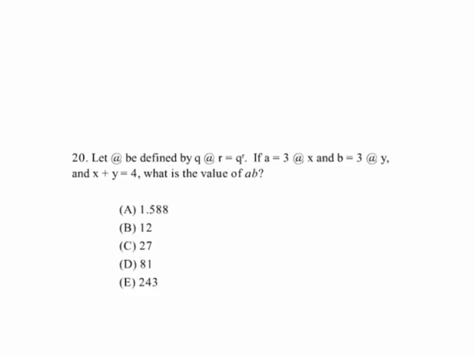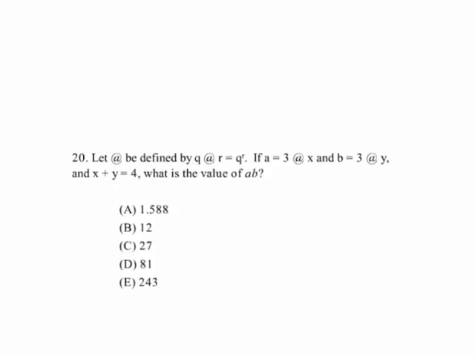This made-up function is a great example of showing you that you have to start working the problem and start kind of playing with the problem, and it'll unravel. At a glance, this looks really tough. The at sign is defined as q at r equals q to the r. If a to the 3 at x and b to the 3 at y, and x plus y equals 4, what's the value of a times b? Looks hard, but start playing with it.